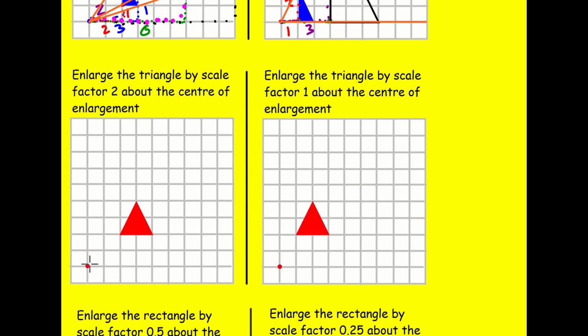Same idea, center of enlargement here, but now I've got a different shape, but I've also got different scale factors. All right, let's go through this. So, center of enlargement, I'm going to pick the bottom. I always go with like the closest one. So, bottom left is 2 and 2. Scale factor is now 2, so I'm going to times each of these by 2, and I'm going to go along 4 and up 4.